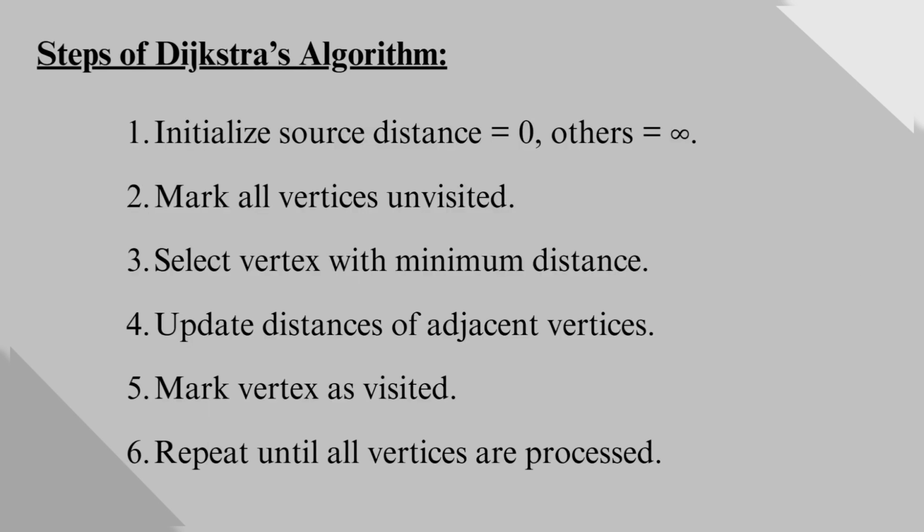The steps of Dijkstra algorithm are as follows. First, we initialize the source distance as 0 and all other distances as infinity. Next, mark all vertices as unvisited, then select the vertex with the minimum distance. After that, update the distance of its adjacent vertices if a shorter path is found. Then mark the vertex as visited. This process is repeated until all vertices are processed.